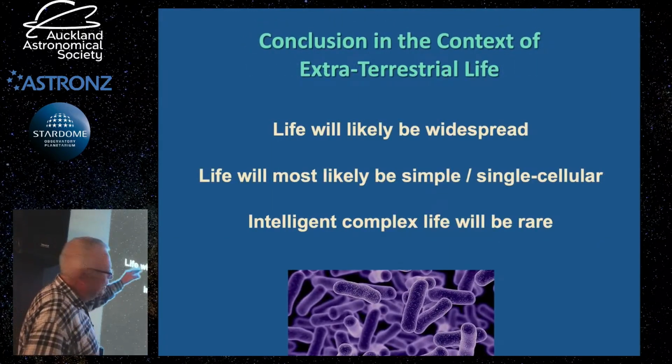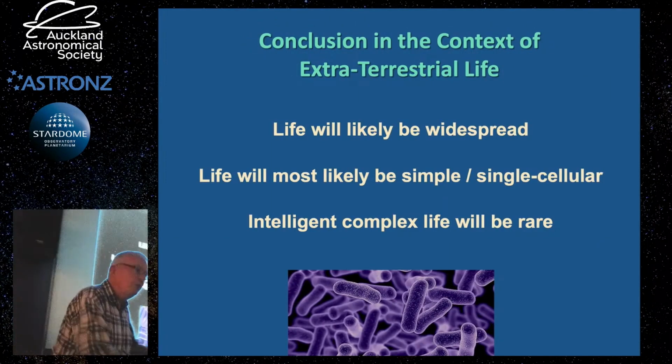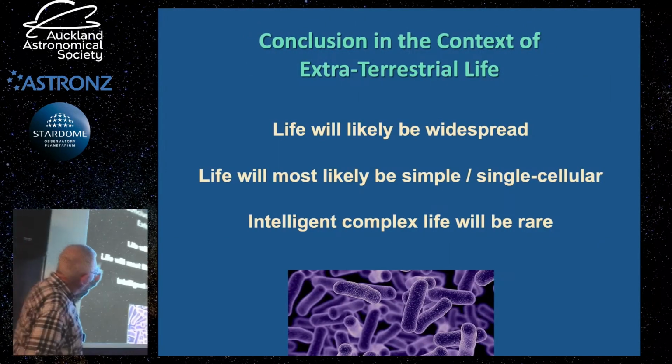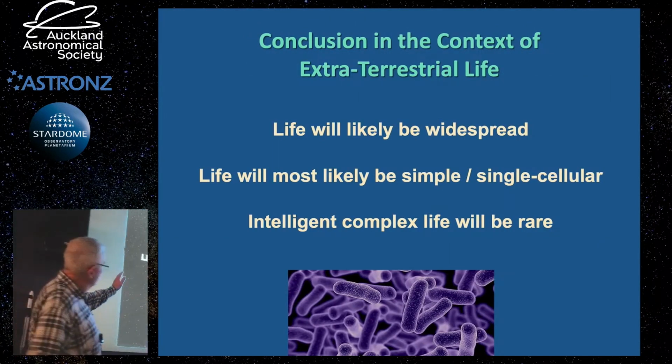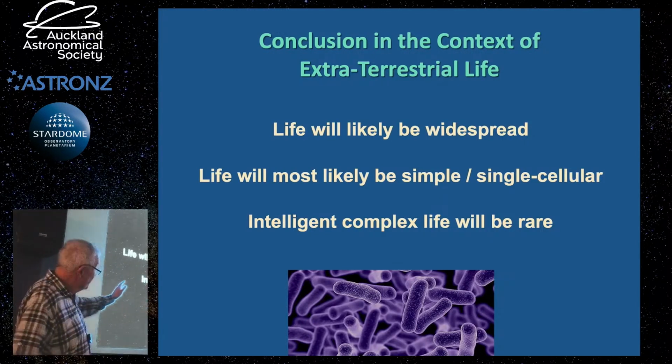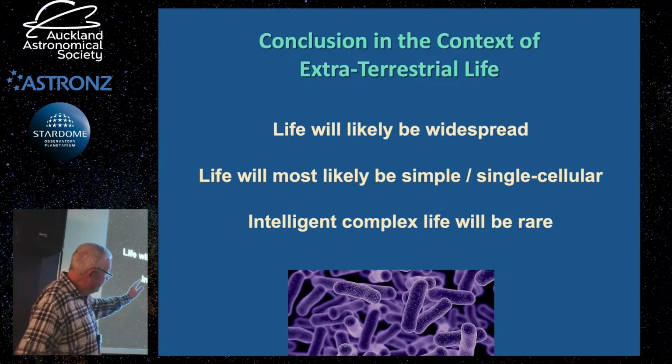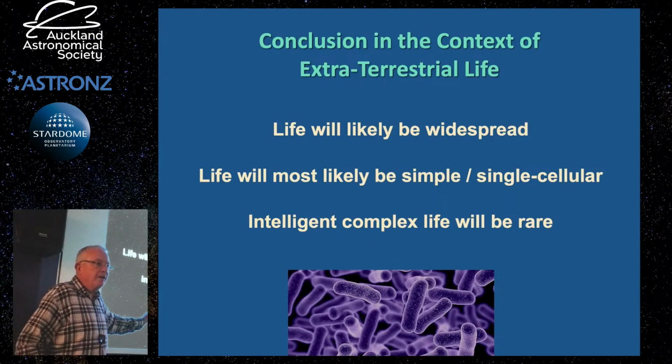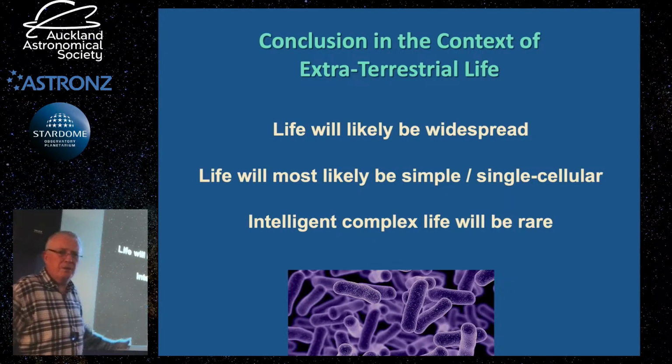And we turned up very late. So, putting that in the context of what we're trying to do, look for Earth 2.0, life will likely be widespread out there, but it will most likely be simple, single cellular life. Intelligent, complex life, it must be out there, but it's going to be pretty rare, just by a numbers game.